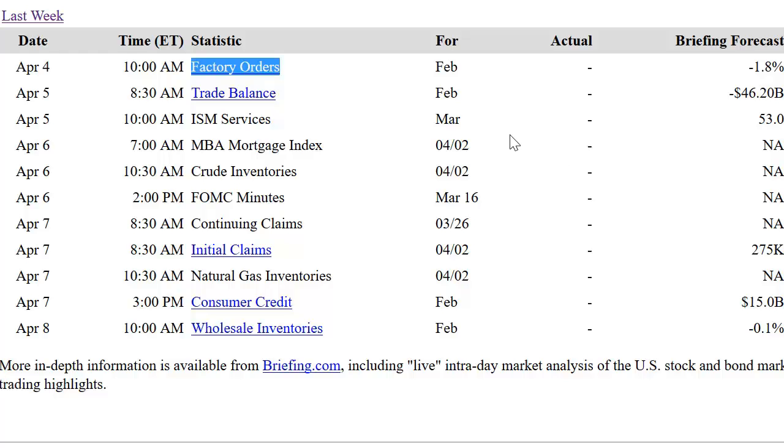Wednesday, MBA mortgage index, no big deal. Crude oil inventories, an hour in, no big deal. Fed minutes from the last meeting at 2 p.m., no big deal. Thursday, initial and continuing jobless claims, natty gas inventories, consumer credit. Friday, wholesale inventories. That's it. Not a lot of data for the week. The big one's the trade balance number.